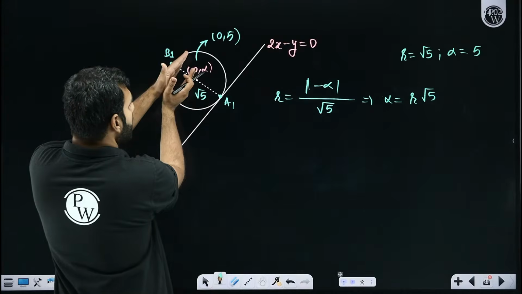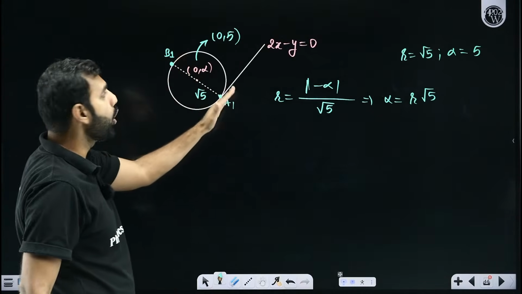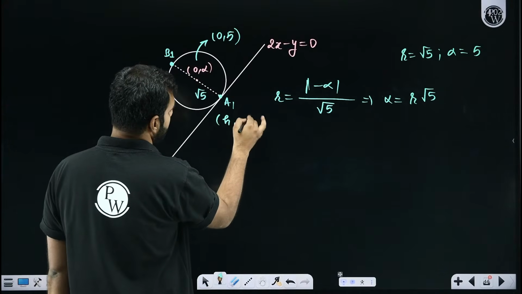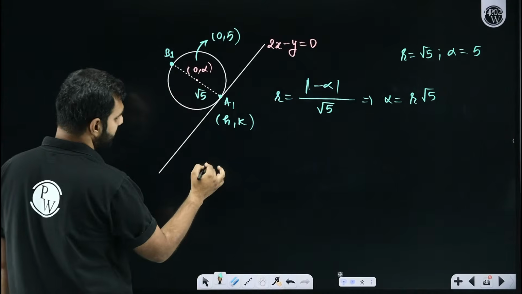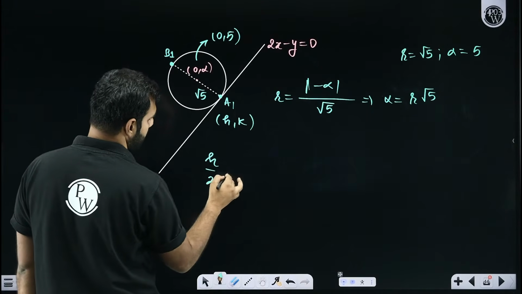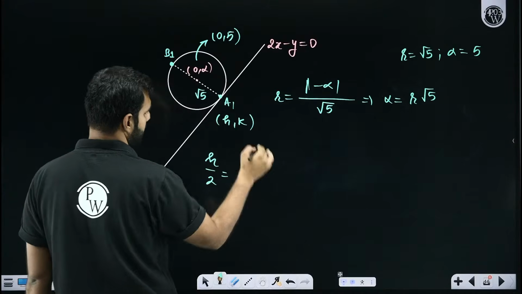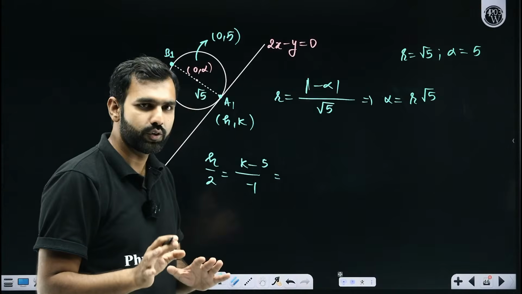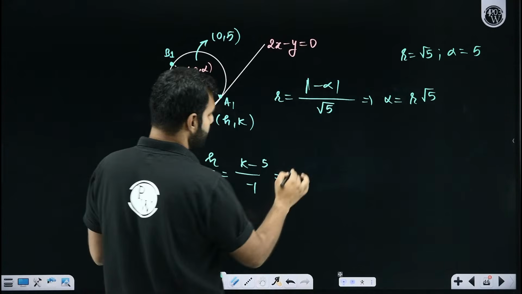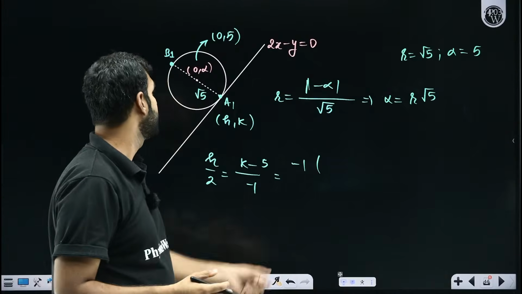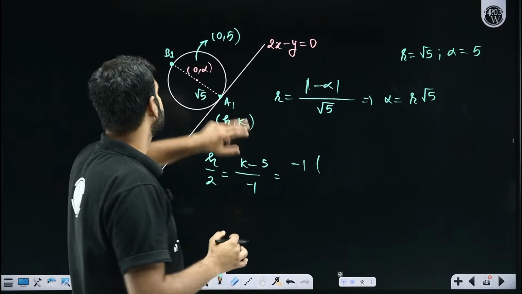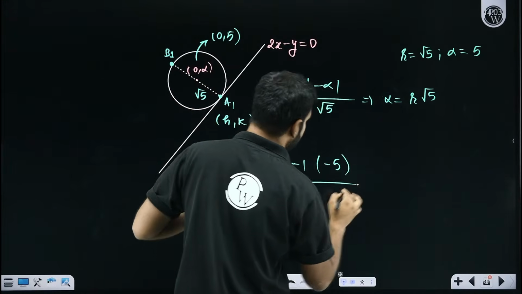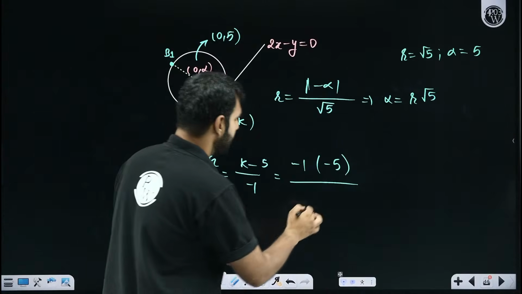Because the image of 0 comma alpha on this line will be A1. So let's say the coordinates of A1 are h comma k. So how do we find the image? h minus 0 upon 2 is equal to k minus alpha, what is alpha, 5 upon minus 1 should be equal to, I'm not finding the image, I'm really sorry, I'm finding the feet here. So with this feet, it should be minus of the power of this point with respect to this line, which is 0 into 2, that is 0, 5 into minus 1, that is minus 5, divided by a square plus b square. So 4 plus 1, that is 5.